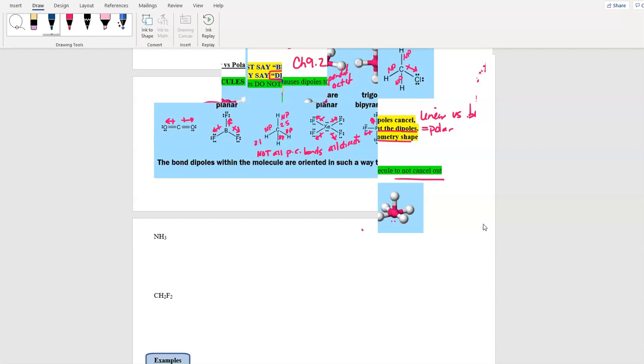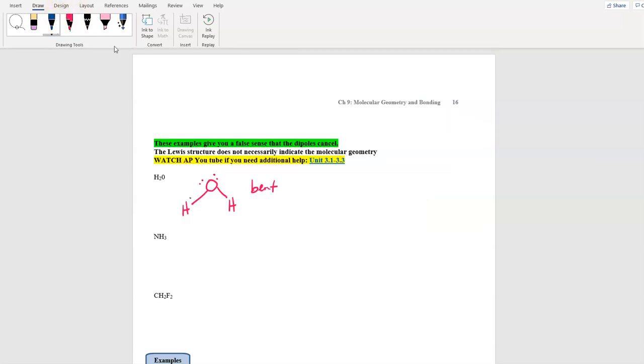So we already know what water looks like, but when we draw water, we want to draw water in its true shape. We want to show that it's bent. And because it's bent, we have both bonds where the dipole moments are going towards the oxygen, but you have that stop sign right there at the very top that's stopping the dipoles from canceling out. So in the following examples, the Lewis structure does not necessarily indicate the molecular geometry. So watch the AP YouTube video if you need additional help. I'm going to work these out for you, but if you need some help, get some help from that video, and it's on Teams.